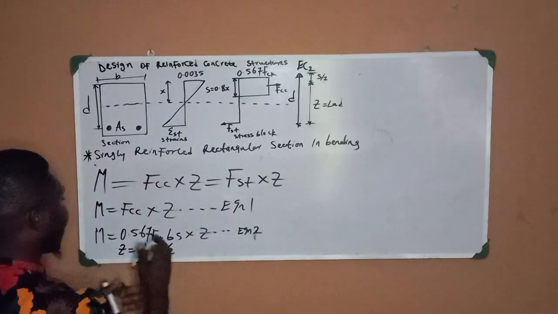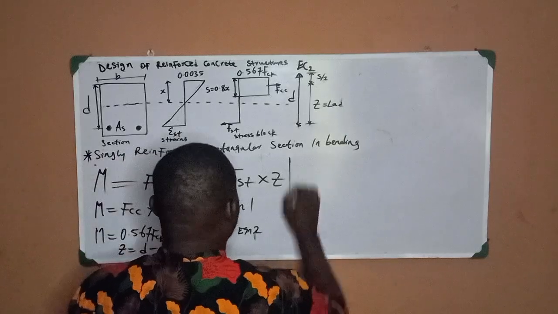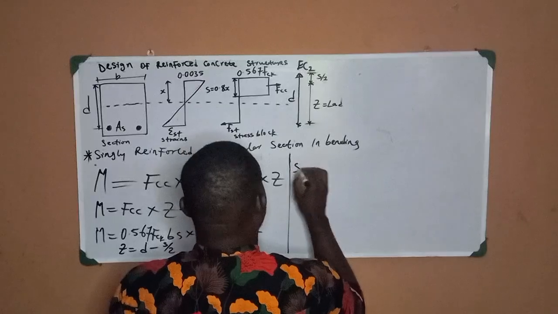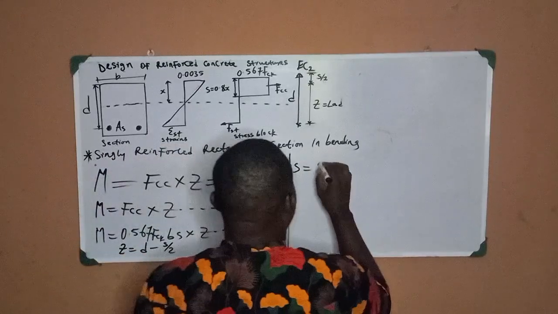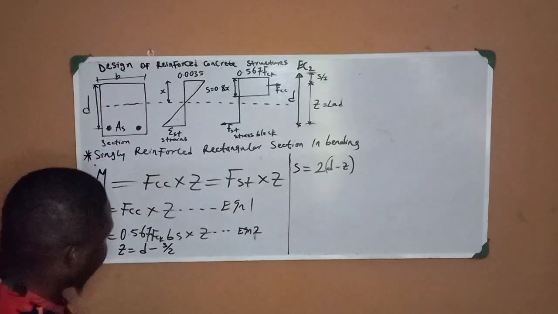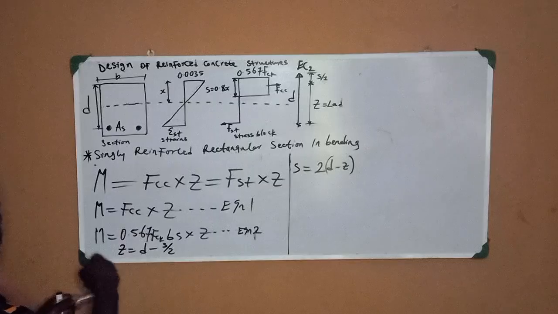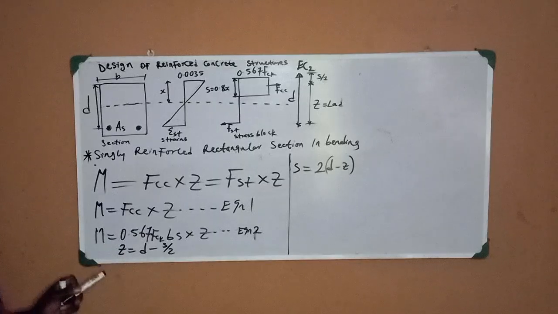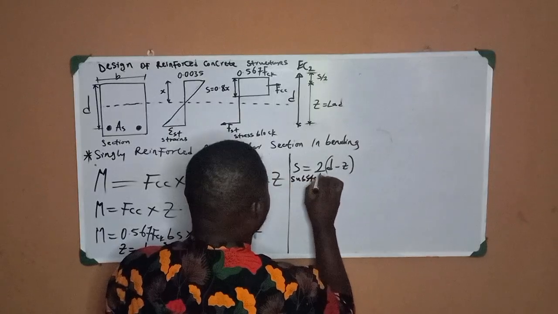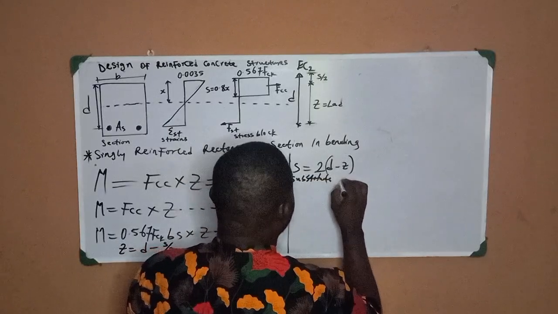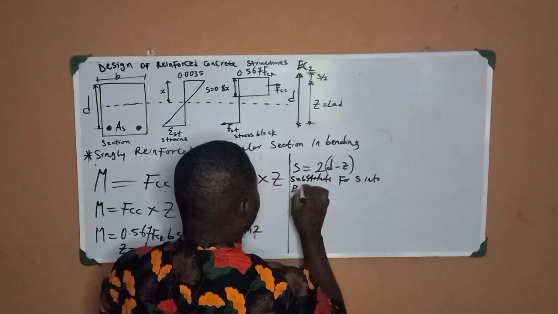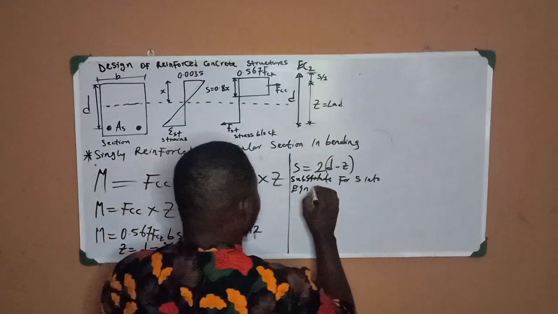So from here, I can make X the subject. From here, I can have that X becomes equal to 2 into D minus Z, if you do it very well. Because by the time you strike out this, we go into this. So I now say substitute for X into equation, use this equation 2.